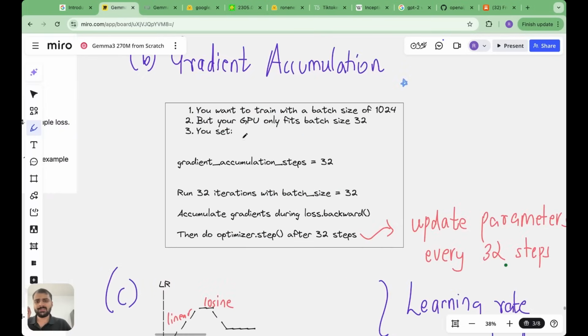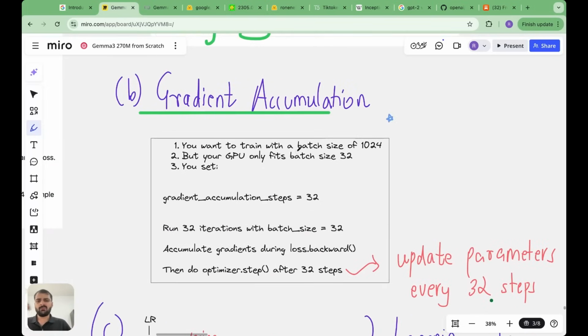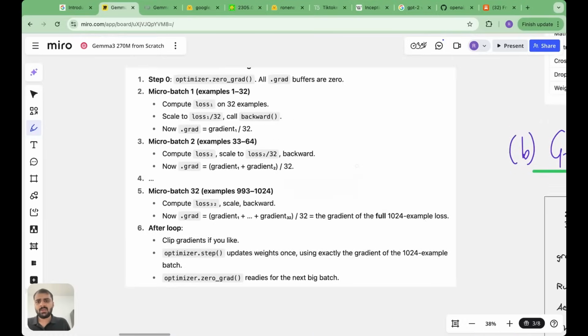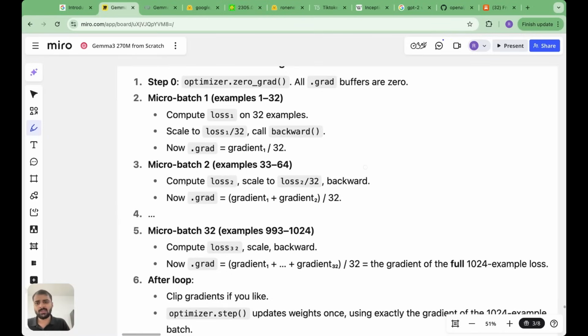The second thing which is important to understand is something called gradient accumulation. Let's say we want to train with a higher batch size, let's say 1024, but your GPU only fits a batch size of 32, for example. Batch size is one of the most common ways you run out of memory on GPU. So you can do a small trick. You divide your batch of 1024 into 32 micro batches. So each micro batch size will also be 32.